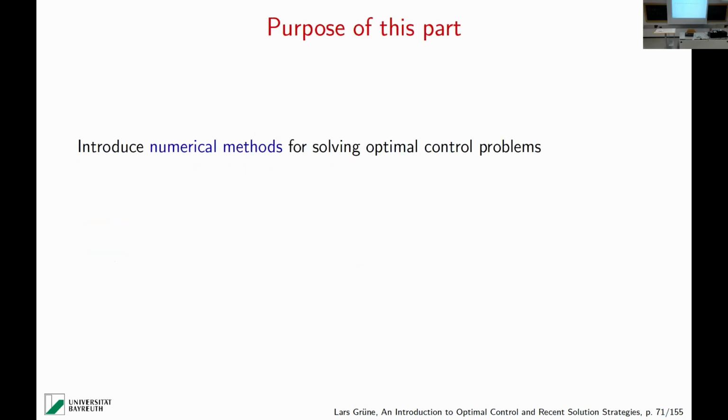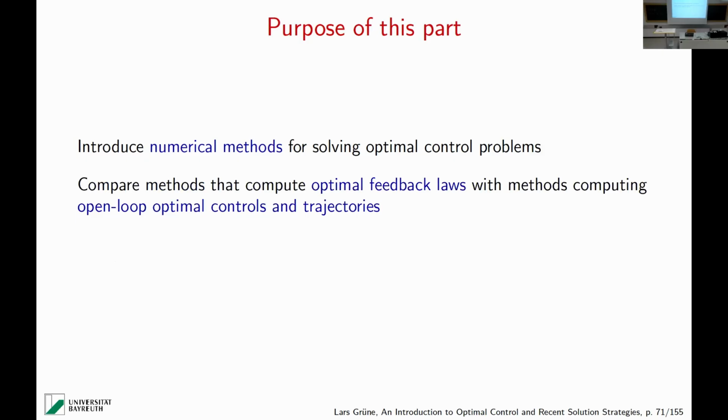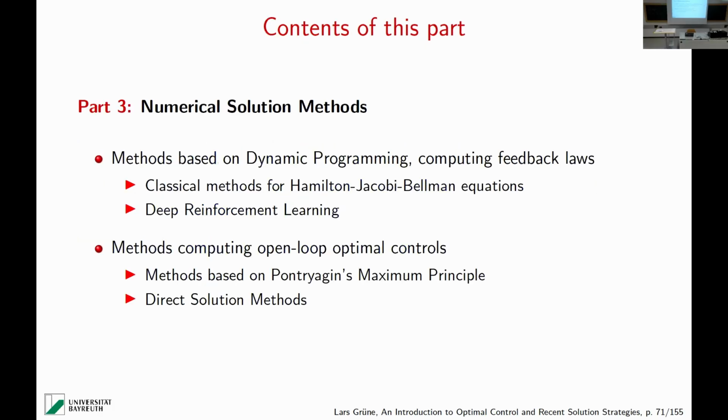The purpose of this part is that I would like to introduce some of these numerical methods for solving optimal control problems. I would in particular like to compare methods that compute optimal feedback laws, and I would like to emphasize again, this is what you would usually like to have in practice, with methods that compute optimal open loop controls and trajectories, and also discuss the numerical effort of these methods a little bit, and show you methods that may be better in mitigating this numerical effort.